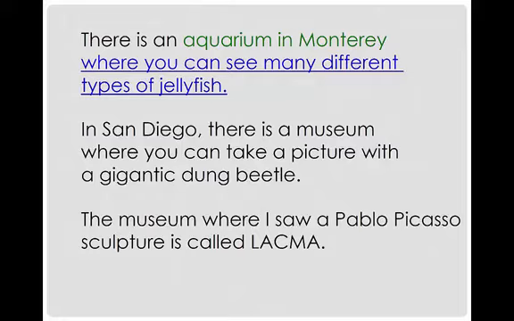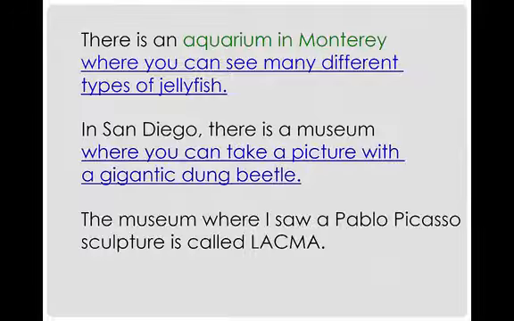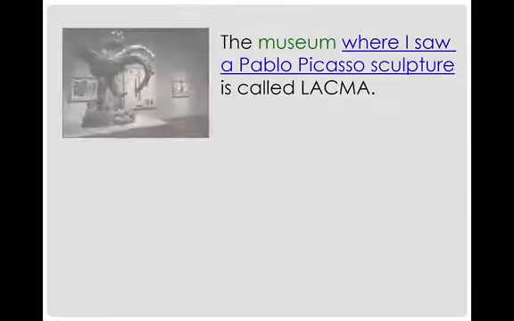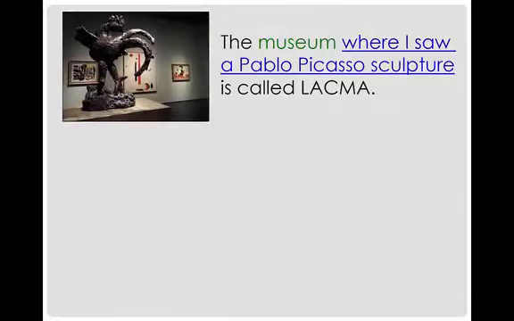Next, in San Diego, there is a museum where you can take a picture with a gigantic dung beetle. Here's the adjective clause, and it modifies museum. And last we have, the museum where I saw a Pablo Picasso sculpture is called LACMA. Here's the adjective clause, and it modifies the word museum. I'd like to take a closer look at the last sentence. The museum where I saw a Pablo Picasso sculpture is called LACMA.